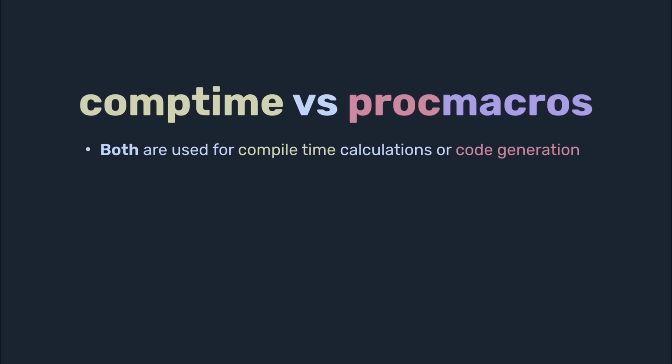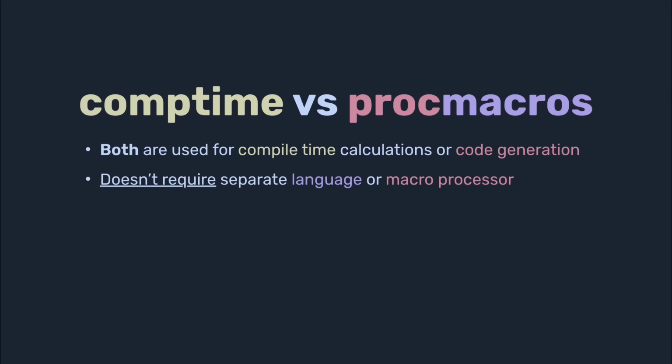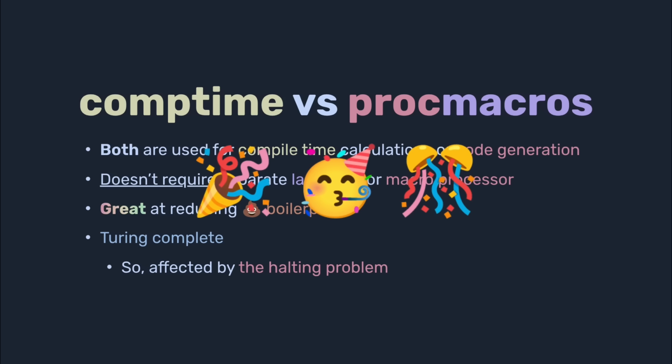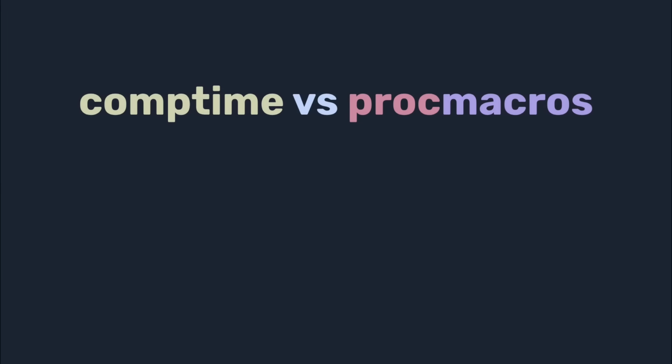Both can be used to do some type of compile time calculation, or code generation. Both use the same language instead of something like a separate macro processor, and they're both great at reducing boilerplate. And since they're both Turing complete, we're having the halting problem at compile time in both. Yay! Woohoo! Alright, so what's different?